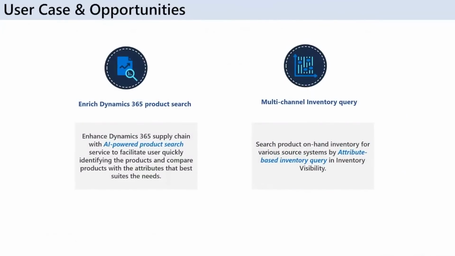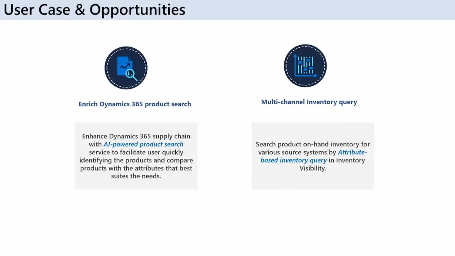So we foresee use cases and opportunities for these new features. First, it fills the solution gap in Dynamics 365 Supply Chain. Dynamics 365 has a product search, but it does not support attribute-based product search. So this solution fits this gap. It will enhance the entire Dynamics 365 Supply Chain product search user experience. Also, together with the AI-powered functionality, it will give customers a more intuitive way to find the required product and the relevant stock information when they need it.